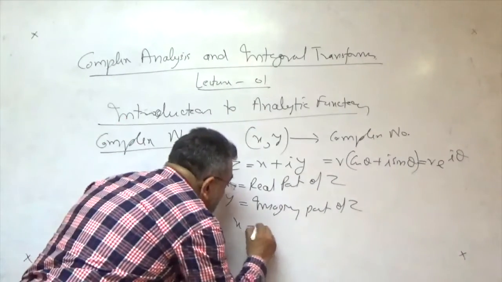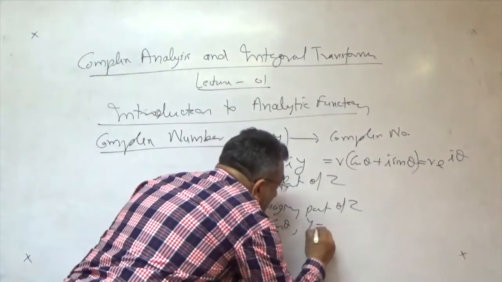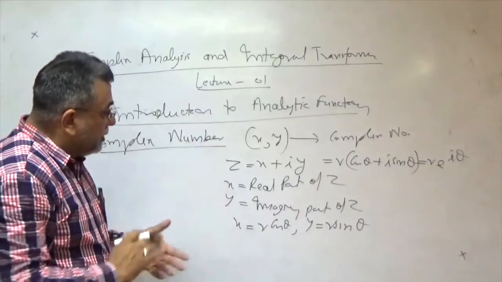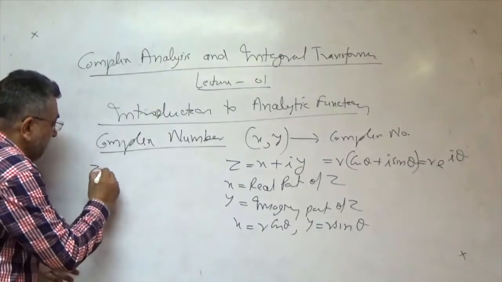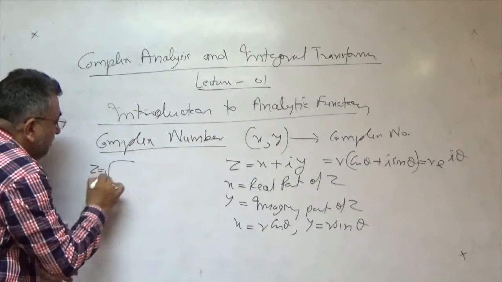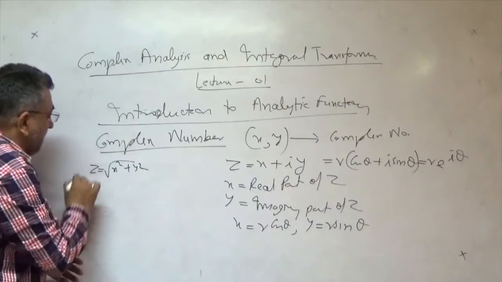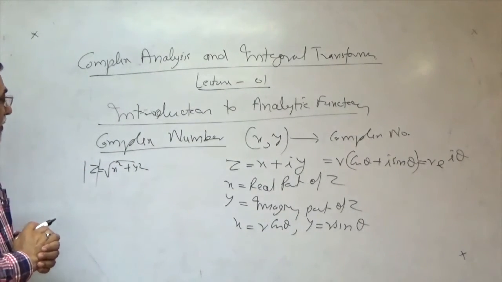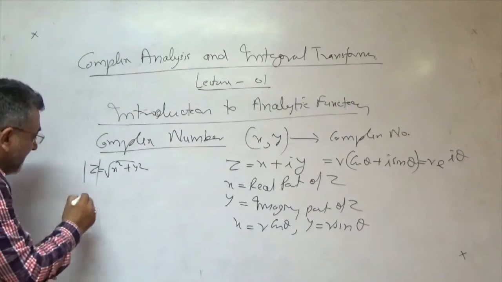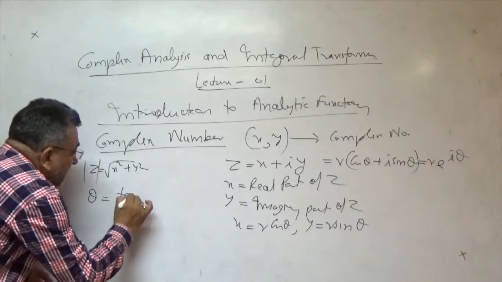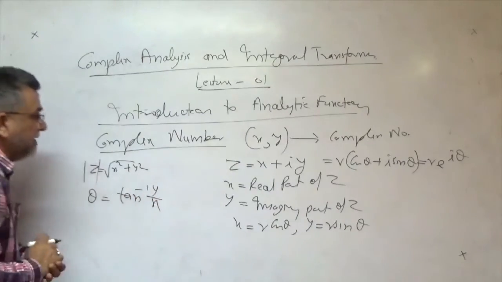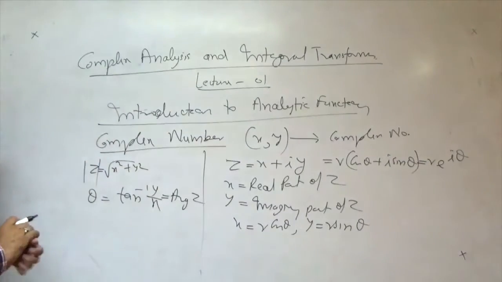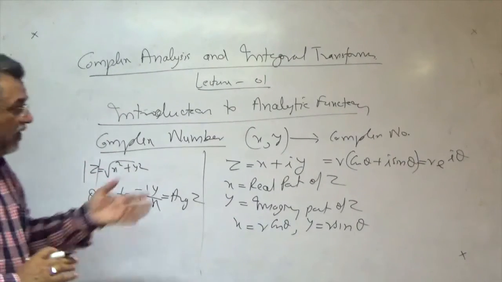If here we take x equal to r cos theta, y equal to r sin theta, and square and add both, then we get r equal to square root of x square plus y square. It is represented by mod z. This is the magnitude of the complex number, and if we divide, then we get the value of theta, that is tan inverse y by x. This is the argument of complex number, right? This is the basic concept of complex number.